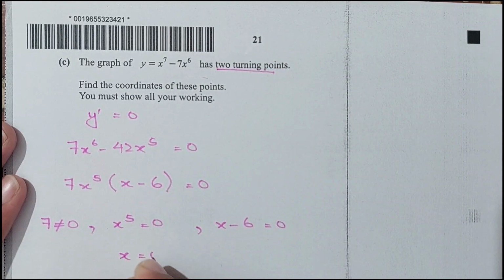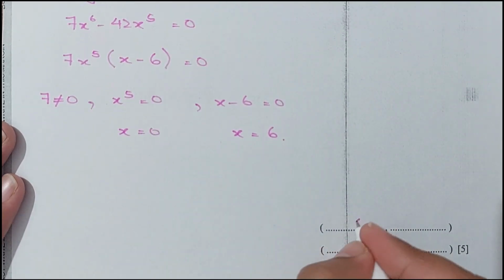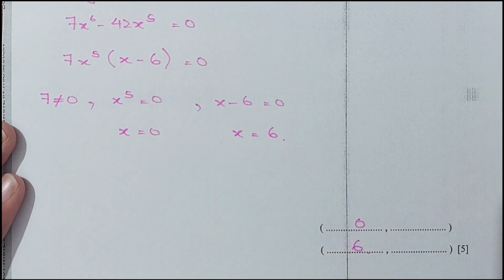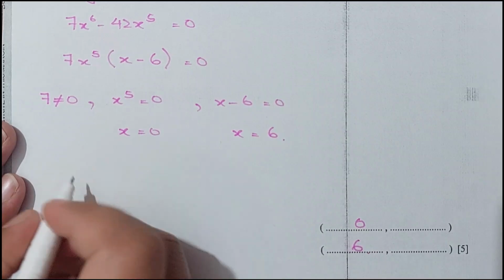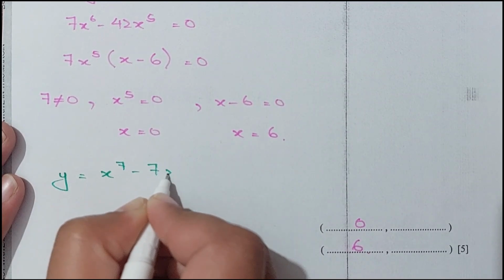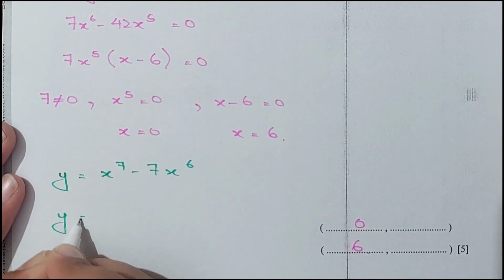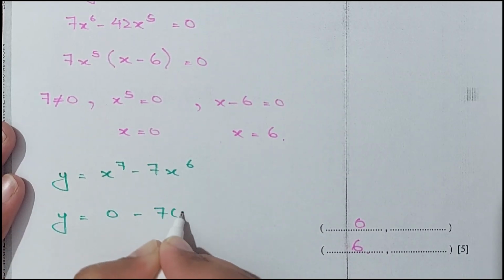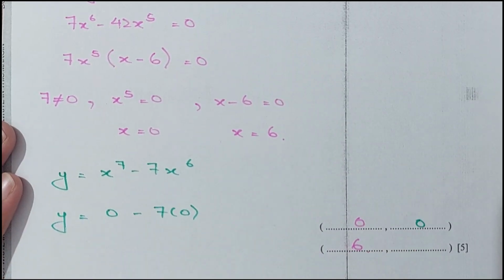Here x value is 0 and here x value is 6. So we have two x coordinates, which are 0 and 6. Let me solve the corresponding y coordinates. So what is y? y is x to the power 7 minus 7x to the power 6. So y value at 0, 7 into 0, so this is 0, right?